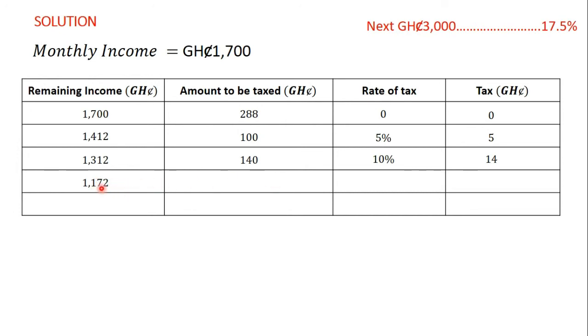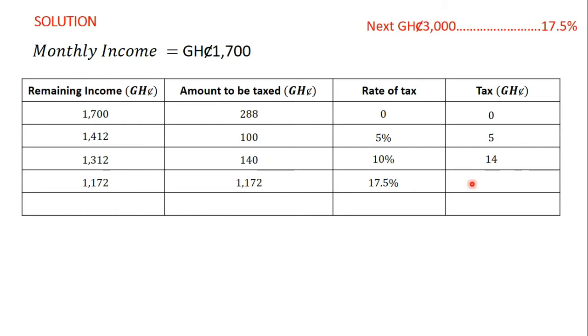So the amount to be taxed is going to be 1,172 Ghana cedis. The rate of tax will be 17.5%. So because the amount remaining is not up to 3,000 Ghana cedis, the amount remaining will be the same as the amount to be taxed. And in this case, it is 1,172 Ghana cedis. The rate of tax is 17.5%.